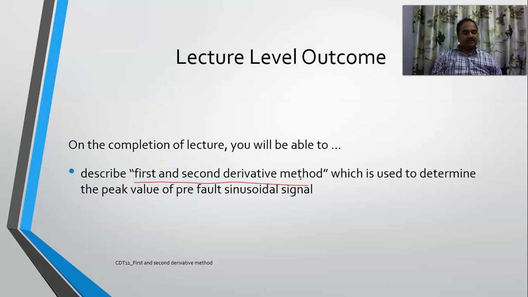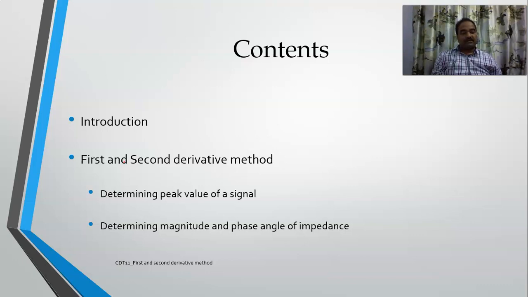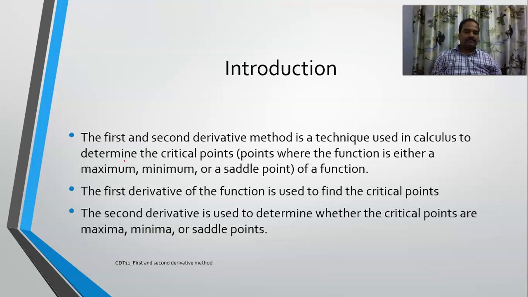I hope that by the end of this lecture, you will be able to determine the peak value of a signal using the first and second derivative method. So we'll start with the introduction. What were the problems with the previous method that we have already seen? In case of harmonics or any DC transients, the sample and first derivative method may not give a perfect result. That particular problem is overcome by this method.